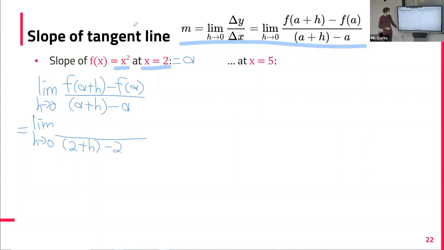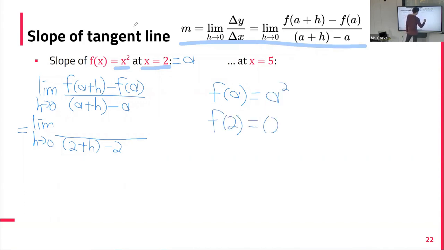And then the top here. So f of a, in this case, what is that? 4. So f of a, and the function just means squared. So that's just our a value squared. So then f at 2 is just 2 squared, which is 4. Okay, so on the top we have minus 4.